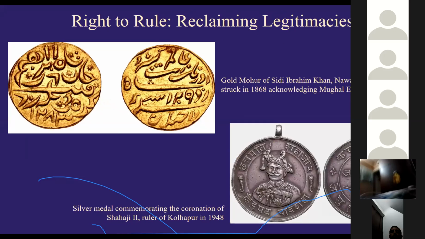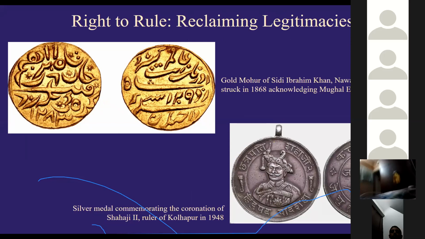The right to rule and the right to legitimize the rule was also reflected on coins in very interesting manners. Now, we all know that, by and large, most princely states were creations of the British. They were made to function as British vassals. In a way, they were subordinate to the British imperial power, although they had lots of local rights and privileges. Technically, they were still subordinate to the British power.